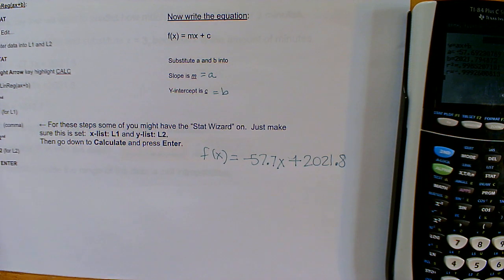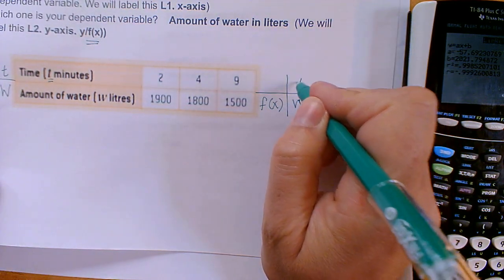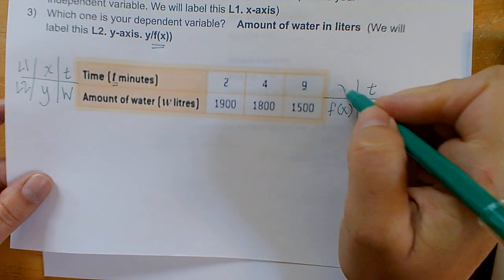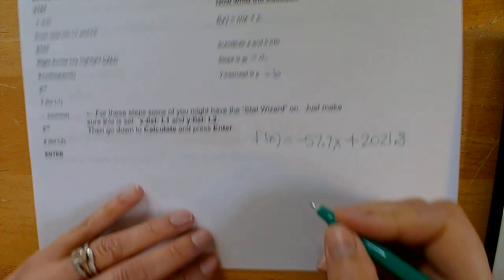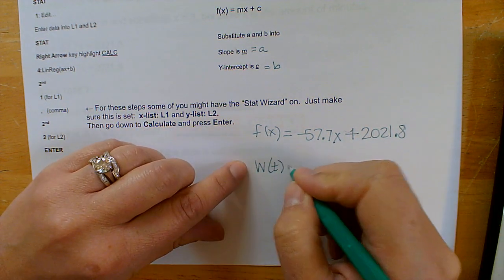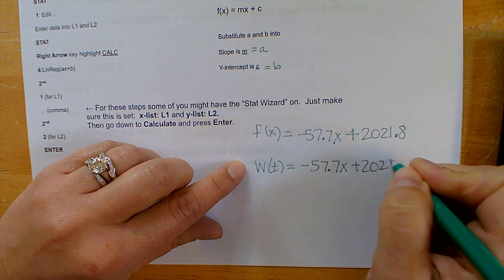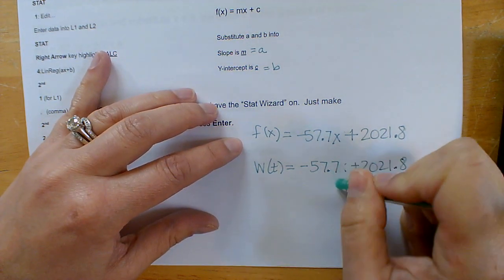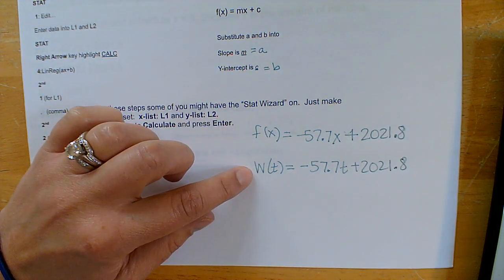We can also write our equation. Remember, let's go back to here. I said we can also do w of t, and we can also call this t. Remember, we can name this a few different things. So instead of calling it x and f of x, we can call it t and w of t. So putting it in terms of the problem, we can exchange this for w of t equals negative 57.7t plus 2021.8. Both of these are correct. Oops, I'm sorry, you got me. This should be t. That should be t. Both of these are correct.